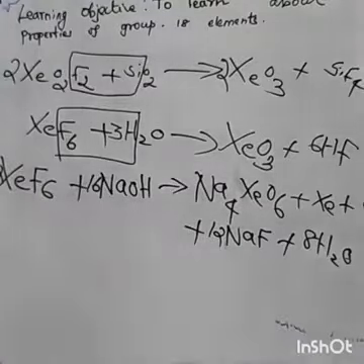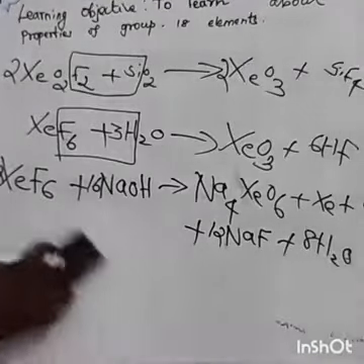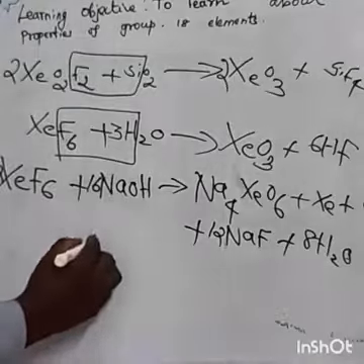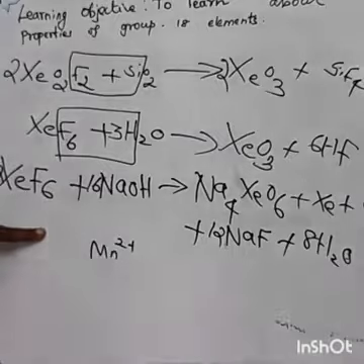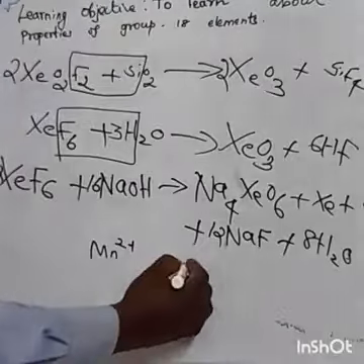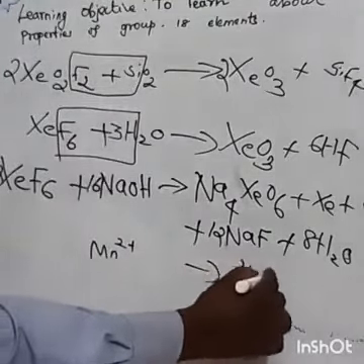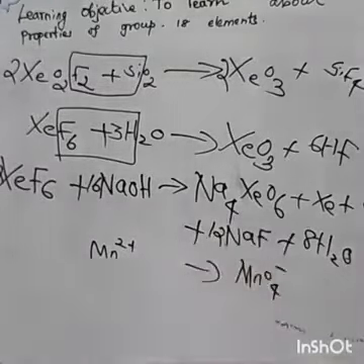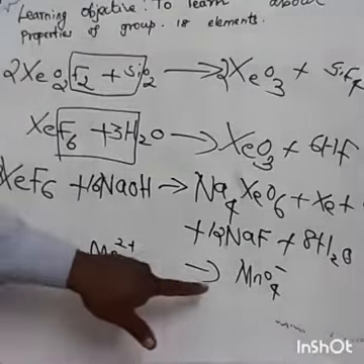It oxidizes manganese 2 ions, Mn2+. It oxidizes manganese 2 ions into permanganate ions, that is MnO4 minus ion. That's one of the important points. Sodium perxenate oxidizes Mn2+ ion into MnO4 minus ion.